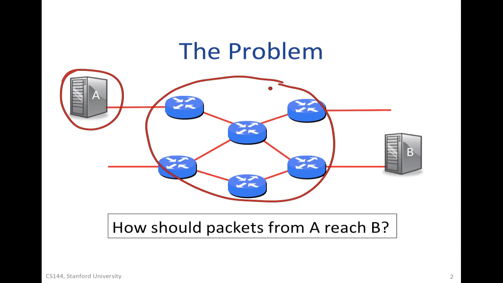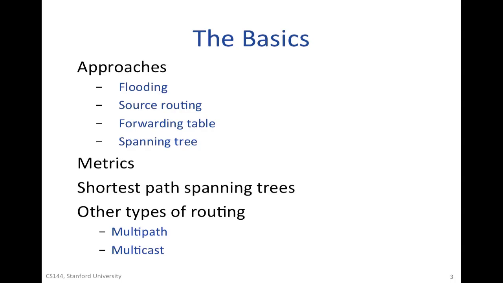Does it matter? So in the next few minutes, we're going to look at some different techniques and some different metrics for solving this basic problem. I'm going to look at a number of different approaches: flooding, source routing, forwarding table, and spanning tree. We'll look at some metrics, and then I'll describe what a shortest path spanning tree is, and then describe some other types of routing, multipath and multicast.